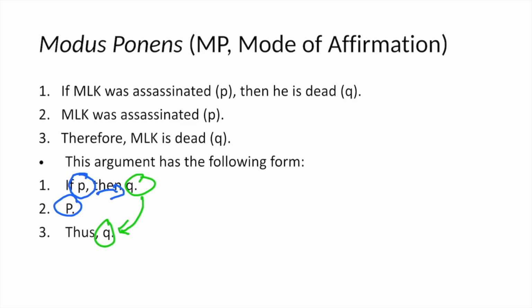So modus ponens is mode of affirmation. Whatever's in the antecedent spot, the P spot here, is the antecedent. Q is the consequent. And then we have the affirmation of the antecedent, which in this case is just P. Again, that allows us to derive the consequent as the conclusion of that argument. So pretty basic little argument form there.